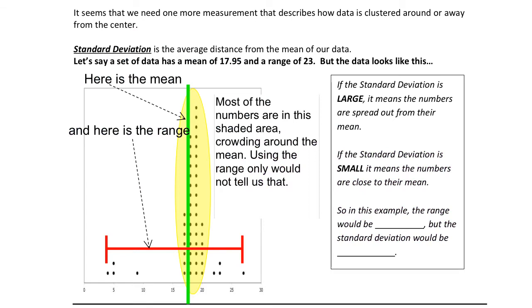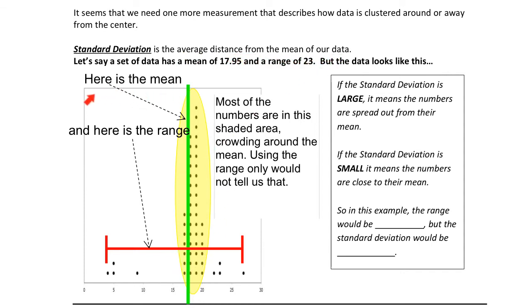This is why we need one more measurement that not only describes the minimum and maximum, but also describes how clustered our data is away or near the center. The measurement that we're going to use for this is called standard deviation. It's this guy right here. It's the average distance from the mean of our data.